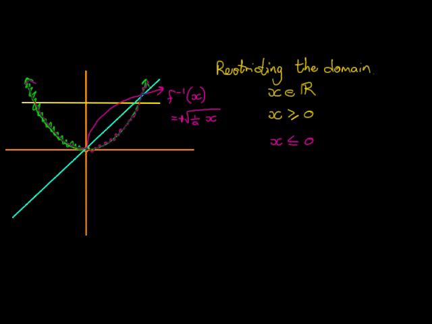When I reflect that part, I would have been working with this leg. This leg is called y equal to the negative square root of 1 over a times x.